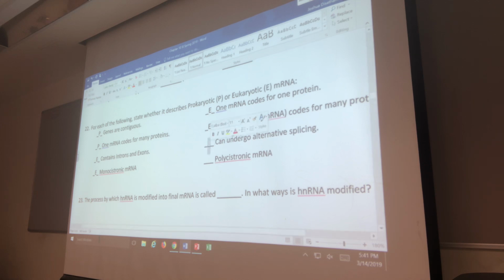Again, I kind of gave away the answer just now, but which one undergoes alternative splicing? Eukaryotic. And finally, this has to be prokaryotic, polycistronic, and the way I remember it, of course, is both start with the letter P, polycistronic prokaryotic. Okay. Polycistronic is basically the word that defines this phrase right here. So the one mRNA coding for many proteins, poly, is supposed to represent this many part.